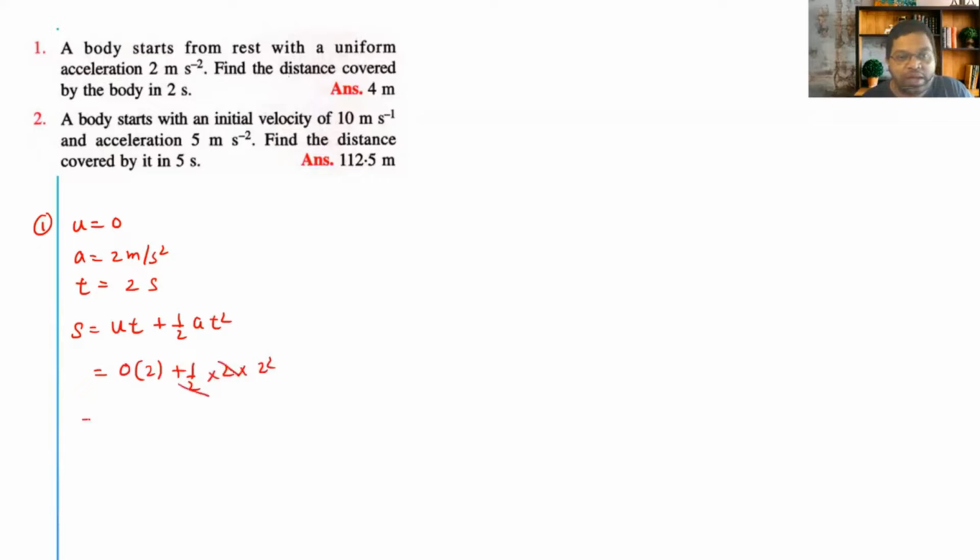So this 2 will get cancelled. So this will be 0 plus 4. That will be 4 meters. Okay. The second question over here: a body starts with an initial velocity of 10 meter per second. So that means u is 10 meter per second and acceleration is 5 meter per second squared. Find the distance covered in 5 seconds.